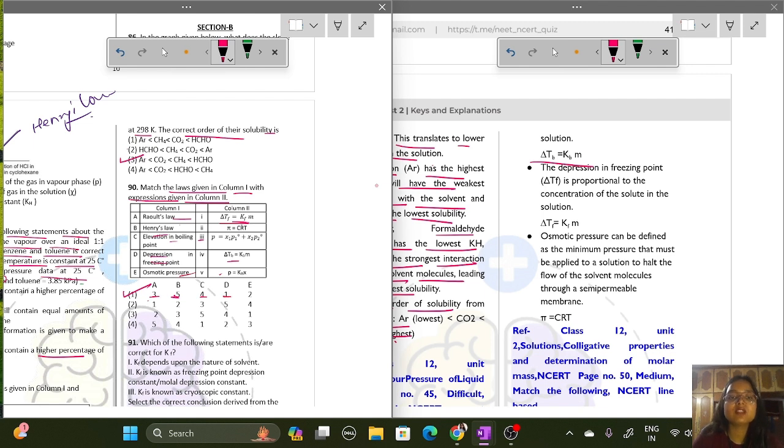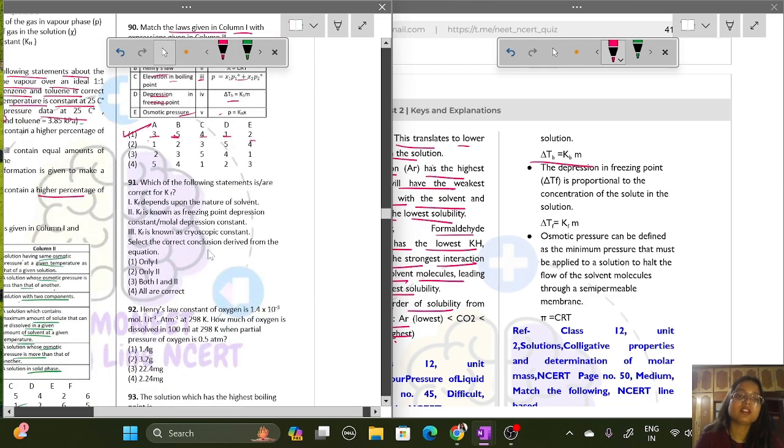So this is just a formula based question. You just have to remember the formulas.